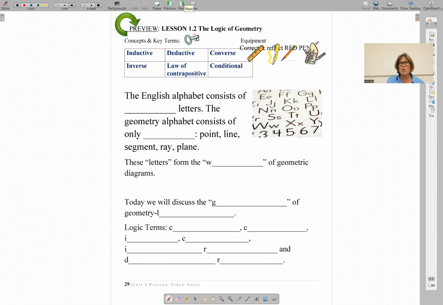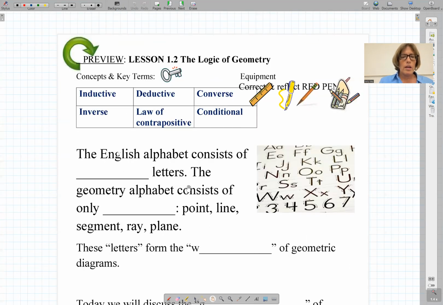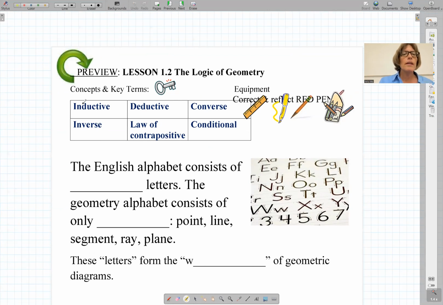Okay, over the next about 20 minutes, you're going to kind of wonder, am I even in a math class? Because gone are numbers. Goodbye, numbers, for the next about 20 minutes. We're going to be talking about the grammar or the logic of geometry. So, keywords: inductive, deductive, converse, inverse, law of contrapositive, and conditional.